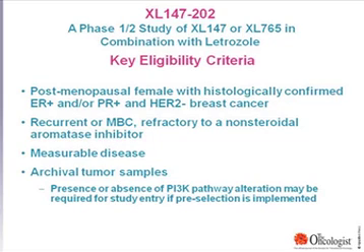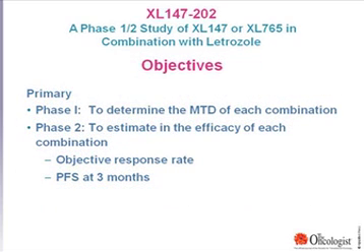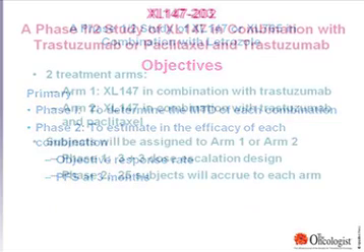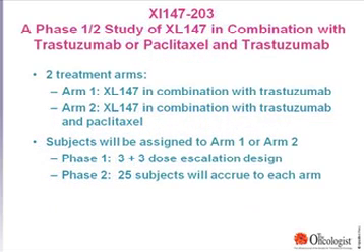And these are the key eligibility criteria: postmenopausal patients, ER/PR positive, that have recurrent disease and are refractory to a non-steroidal aromatase inhibitor, measurable disease, and as I mentioned, archival tumor samples. And the objectives here, in addition to the MTD, where we don't hope to see any surprises, are to look at objective response rate and PFS at 3 months.